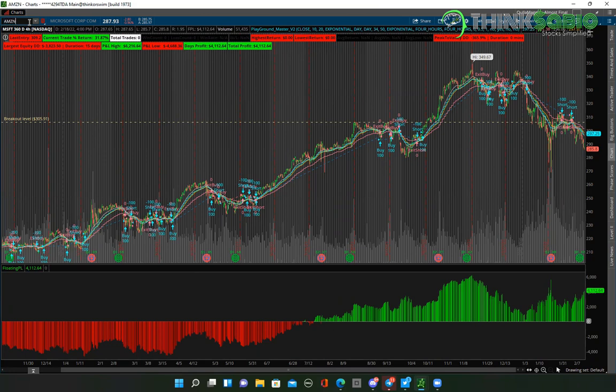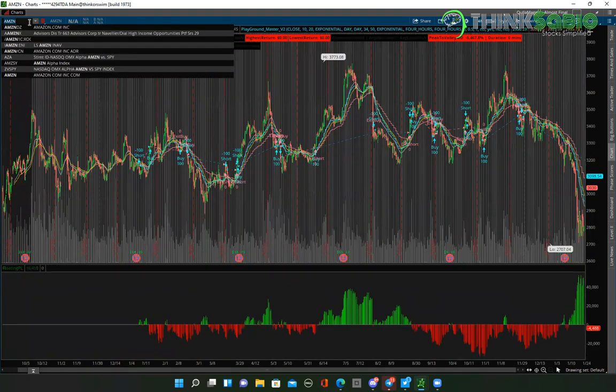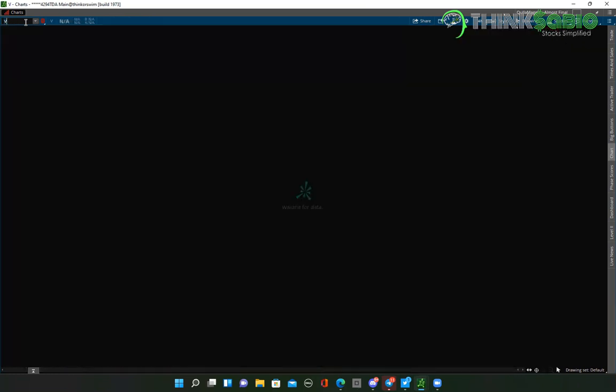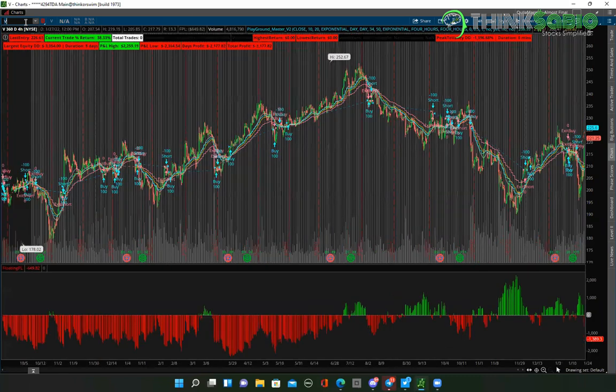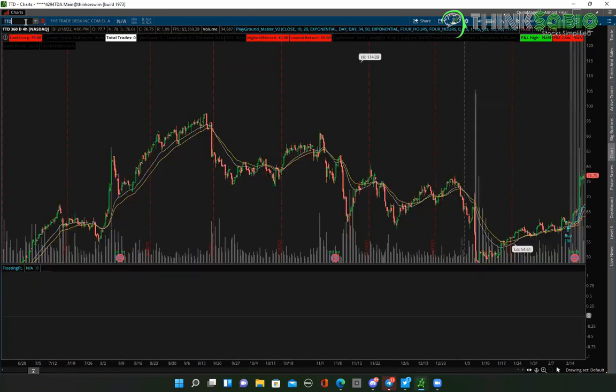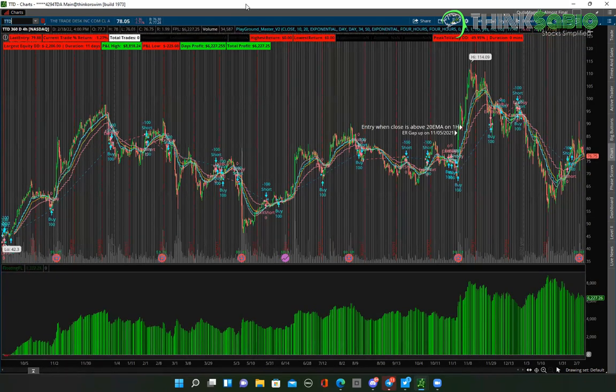So we can look at Amazon, for example. Let's see what Amazon is showing, right? So Amazon, no, it's choppy, right? It's not working on Amazon. And then we can look at something like Visa, for example. Let's see Visa. How is it looking on Visa? Nope, not looking good. And we can look at something else, like TTD, right? So it's working good on TTD.